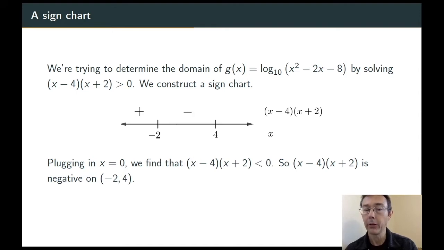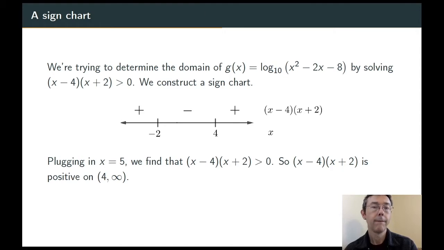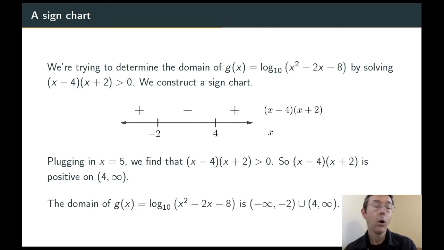Similarly, I plug in x equals 0. I get a negative value back. And I conclude that x minus 4 times x plus 2 is negative from negative 2 to 4. Finally, I plug in a value larger than 4, like 5, and I get a positive times a positive. So x minus 4 times x plus 2 is going to be positive from 4 to infinity. Overall, x squared minus 2x minus 8 is positive from negative infinity to negative 2 and 4 to infinity. So that's going to be the domain of log base 10 of x squared minus 2x minus 8.